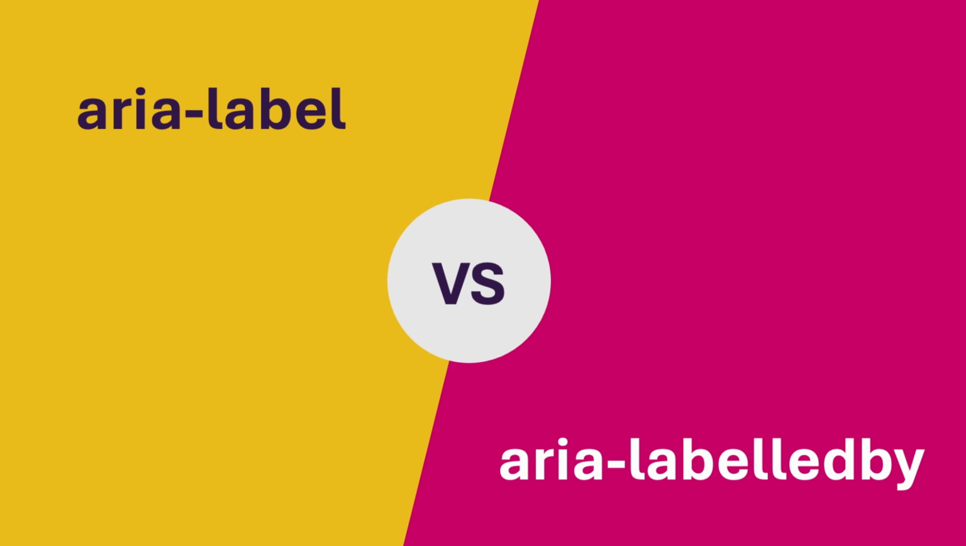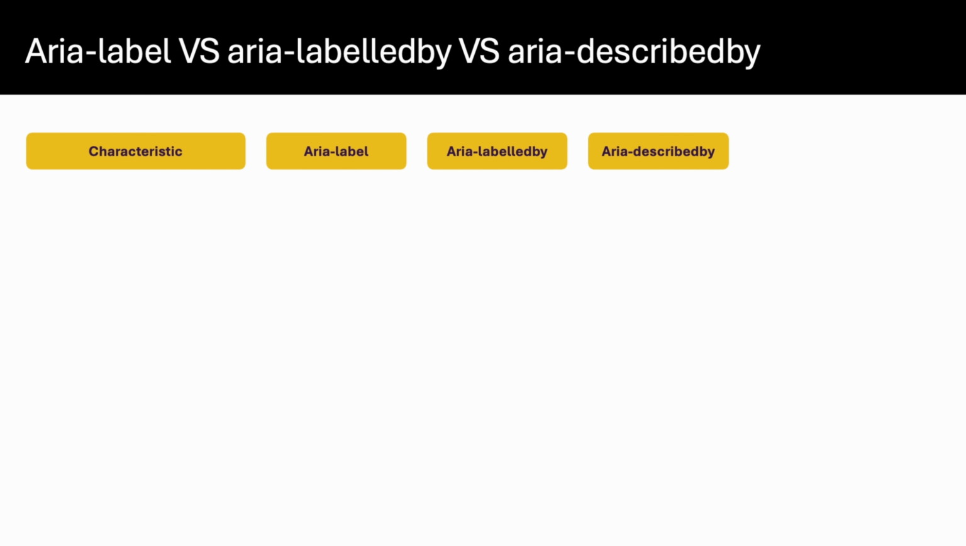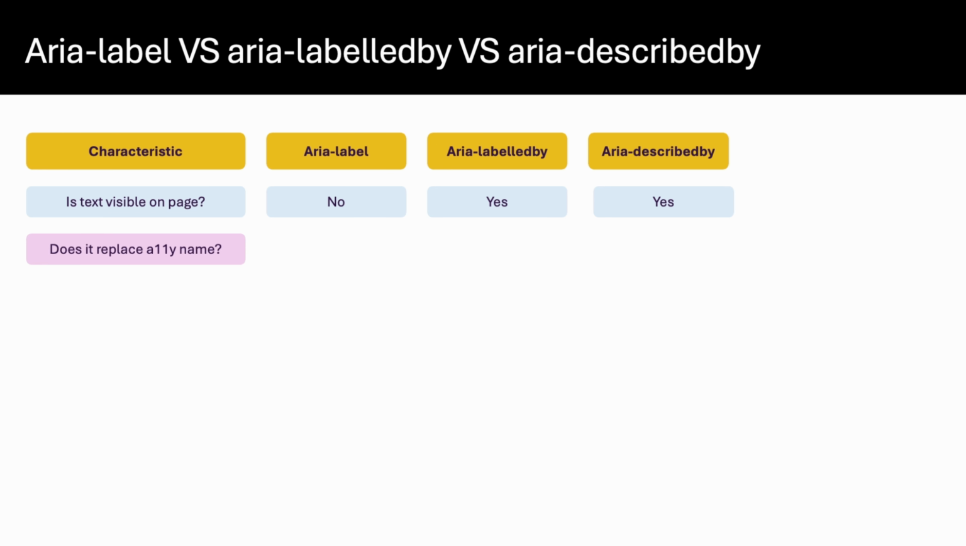And now we reach one of the most common aria confusions, aria-label versus aria-labelledby. Both can create an accessible name, but they behave differently. To simplify, I have created this table. Let's begin with: is the text visible on the page? With aria-label, it's not available on the page. With aria-labelledby, yes. And I'm also including aria-describedby to keep things simple. Next one, does it replace the accessible name? For aria-label and aria-labelledby, yes, it does replace the visual text. But aria-describedby does not. It appends to what is already conveyed as the accessible name.